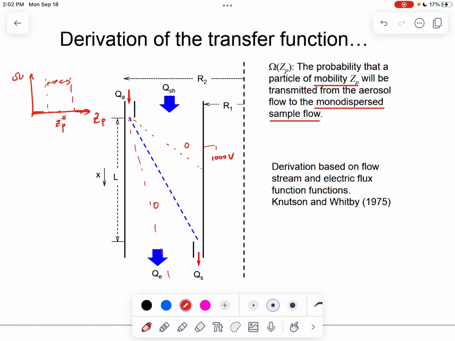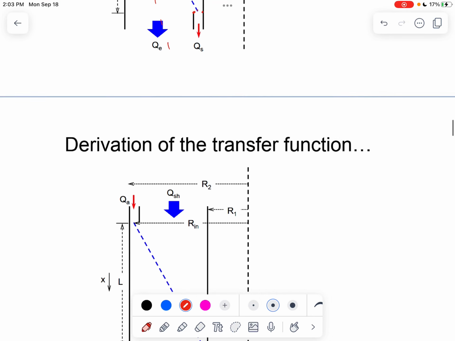Okay, so there's going to be some analysis, right? So if you want to see the detailed analytical solution to this problem, again, you should check this Knutson and Whitby paper, which is regarded as the Bible for the differential mobility analyzers. It made this complex problem look very straightforward. But if we just give some extremes to consider the trajectory of the particles, right? So the way we can consider is just by considering the two boundaries of the inlet flow and the two boundaries of the outlet flow.